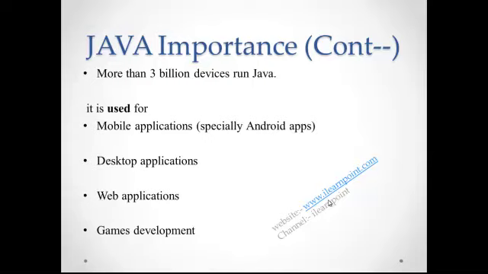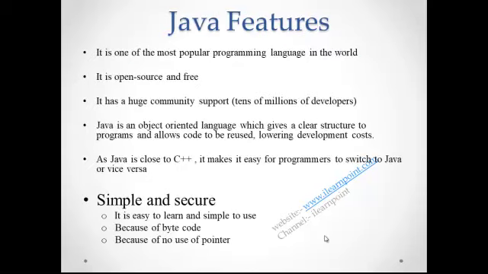Java is also used in the web. The web is used most widely nowadays, and we can design applets and animation, and it's also used in web applications. Games can be developed, and their coding can be done in Java. That's why Java is getting more and more importance day by day, with more than 3 billion devices running Java in one form or another.